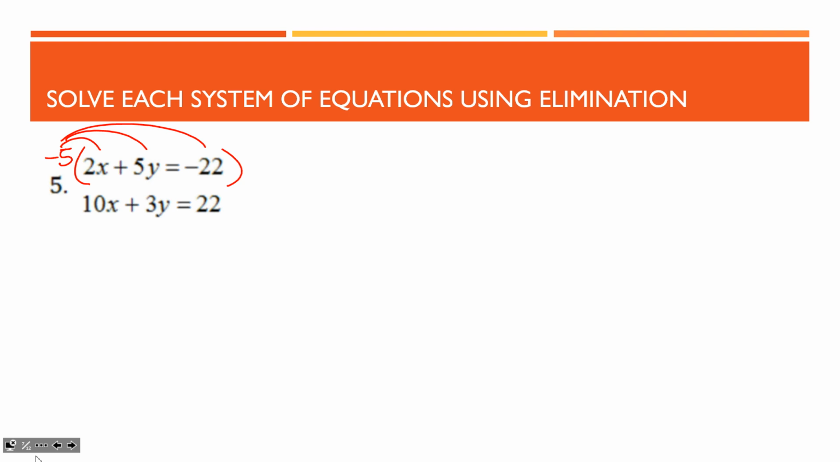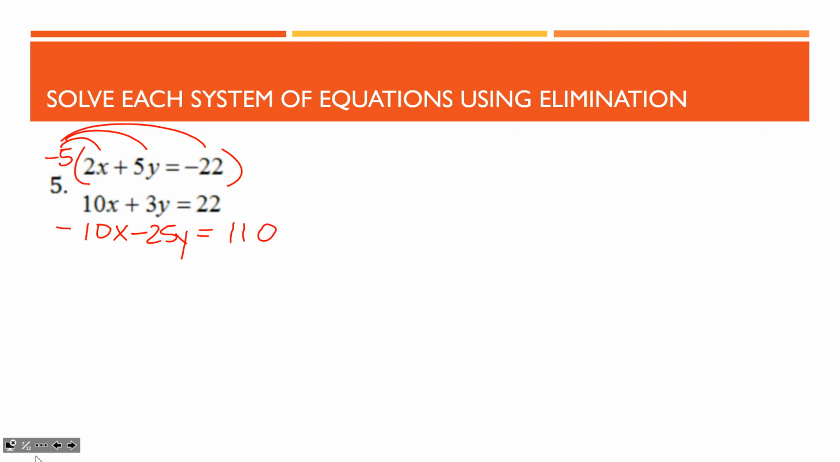So let's do it, ready? So -5 times 2x is -10x. So I'm multiplying by -5, I'm writing it down here. -5 times +5y is -25y. And -5 times -22 is going to be a negative times a negative, positive, and use your calculator if you want to, but you'll get +110.